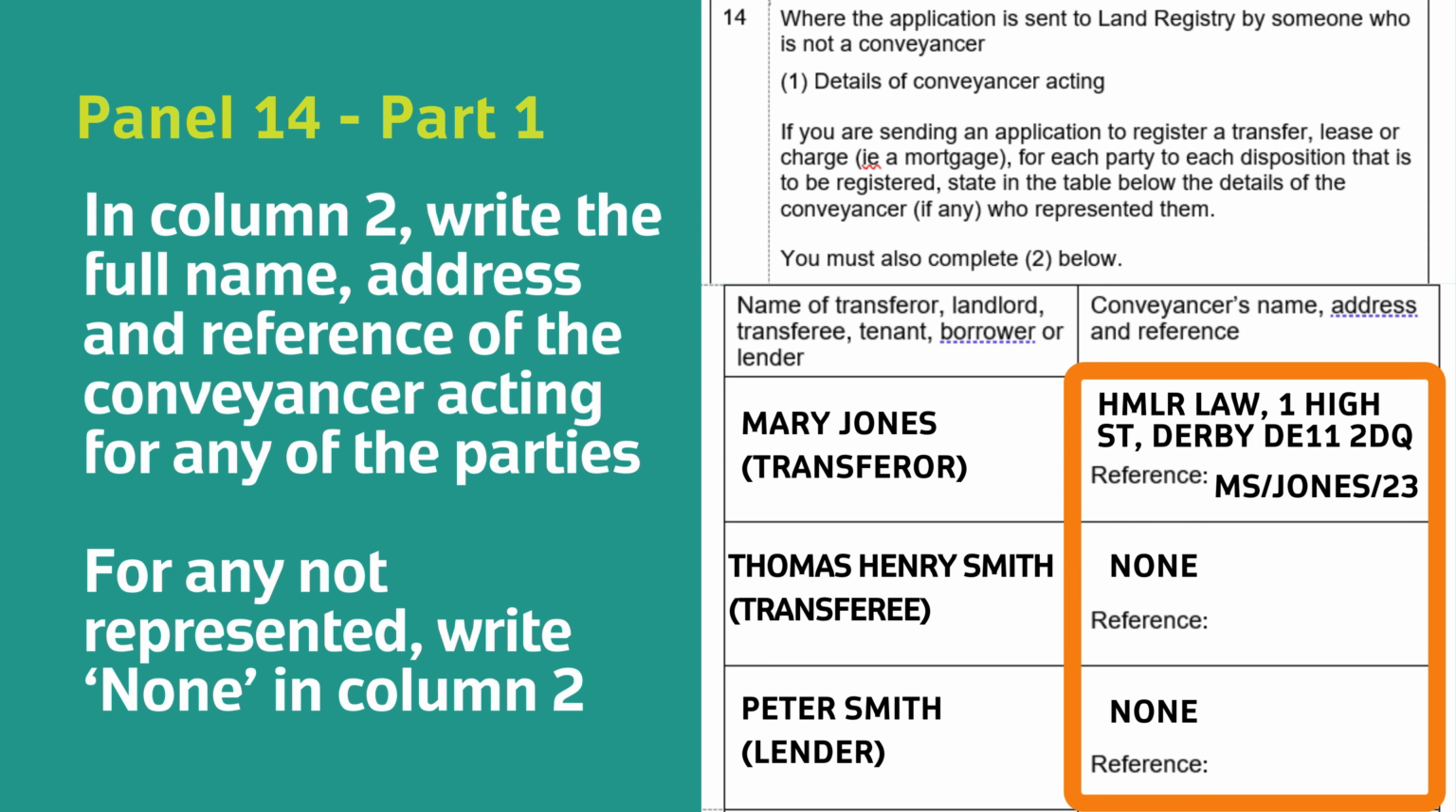In column 2, either enter the full address and reference of the conveyancers who act for any of the parties, or if any of them is not represented by a conveyancer, put none in the box in column 2.